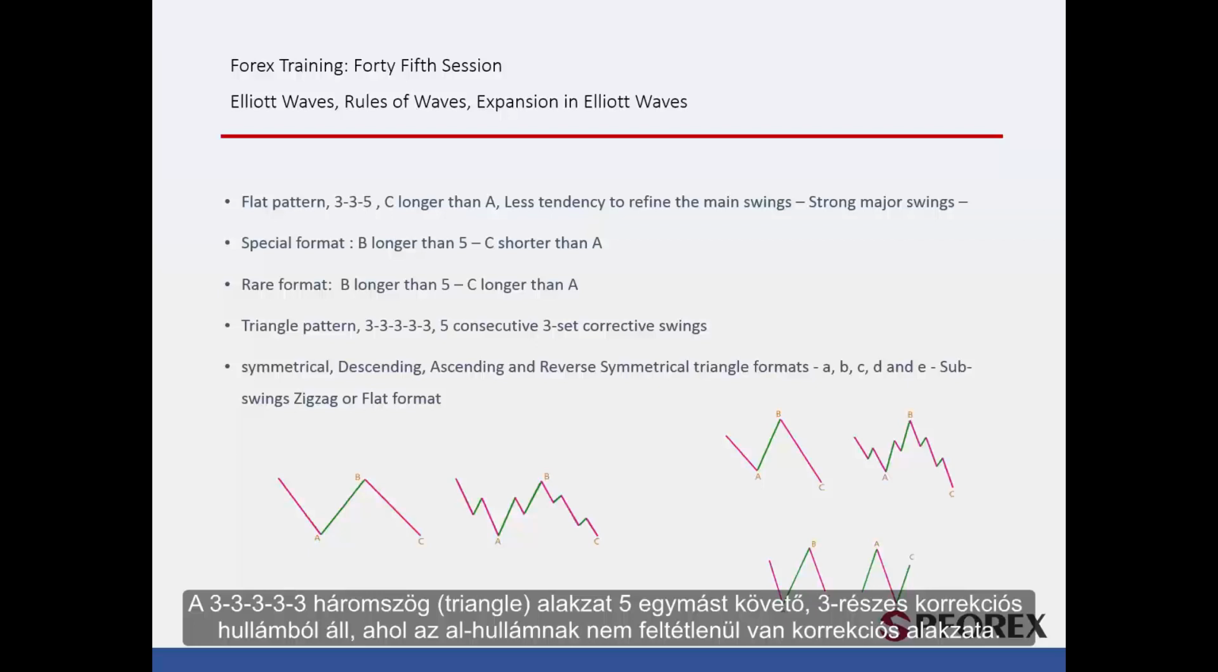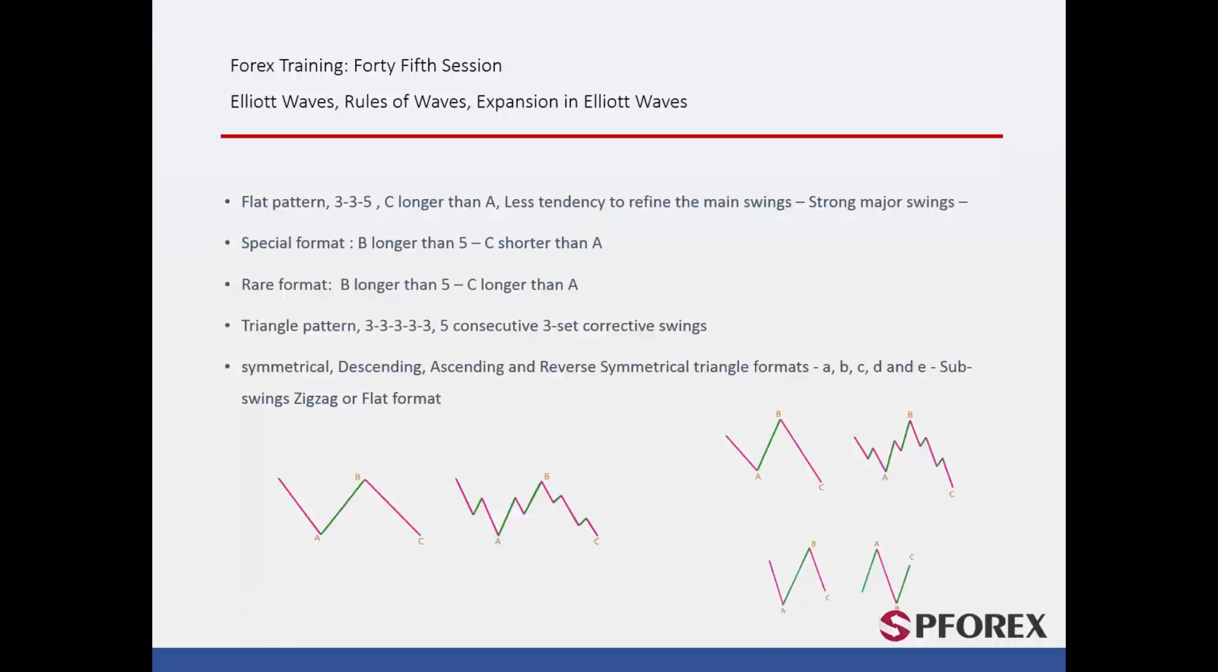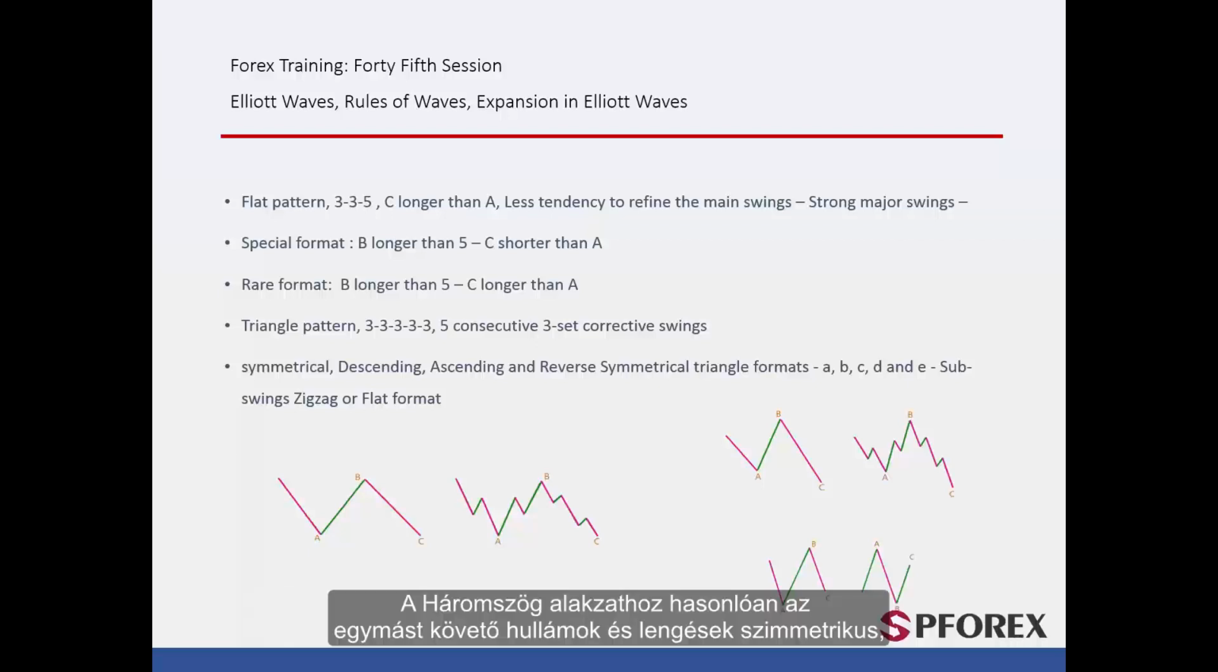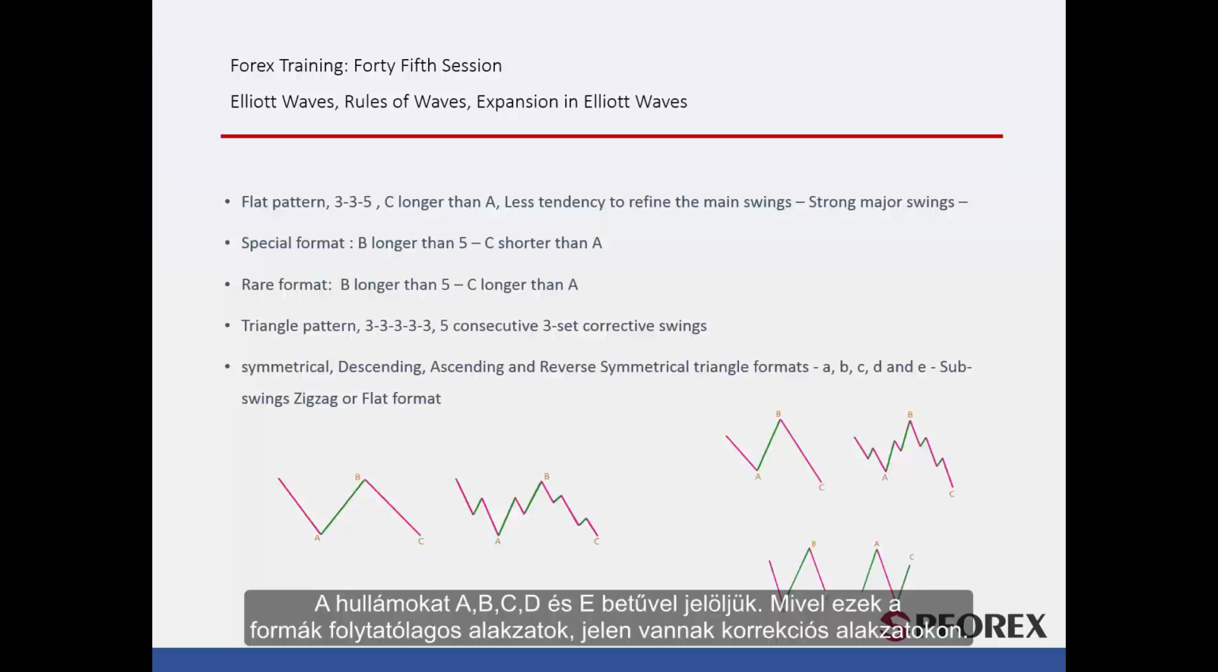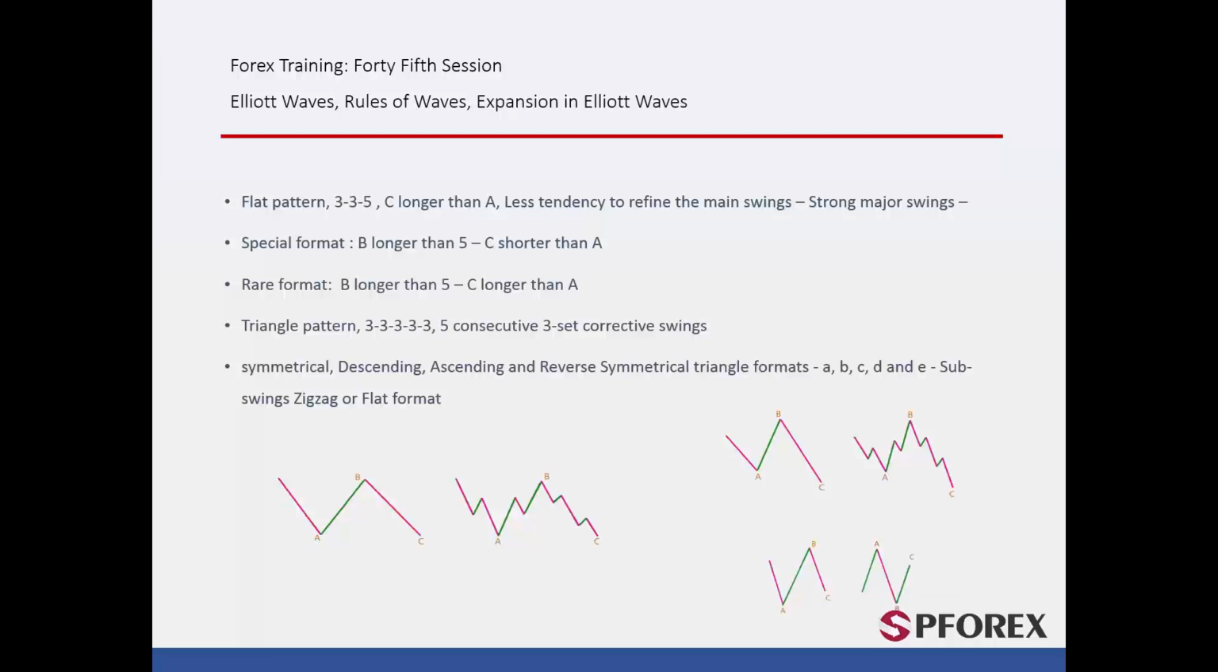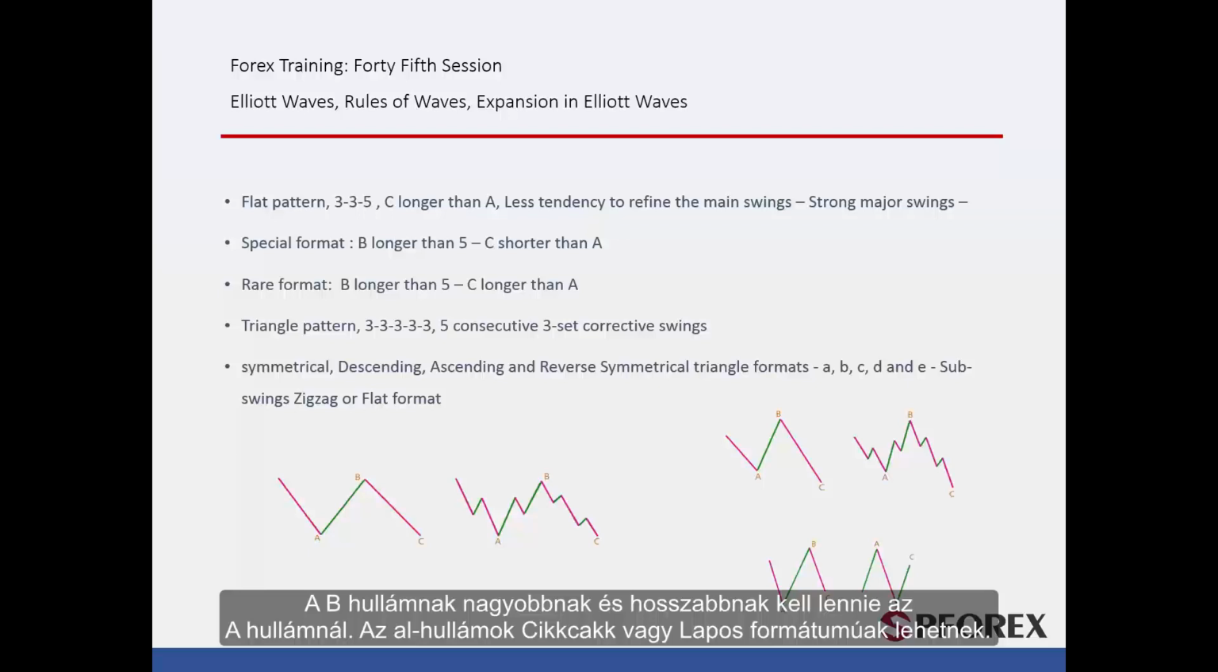Triangle pattern 3-3-3-3-3 has 5 consecutive 3-set corrective swings. That subswing may not have a corrective pattern. The consecutive waves and swings form symmetrical, descending, ascending and reversal symmetrical triangle formats. Swings are named A, B, C, D and E. Since these forms are continual patterns, they are present in corrective patterns. Wave B must be larger and longer than wave A.